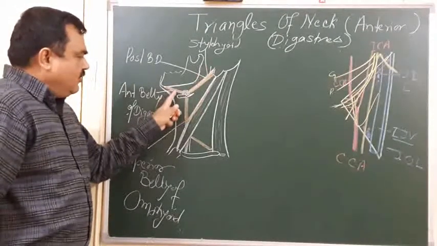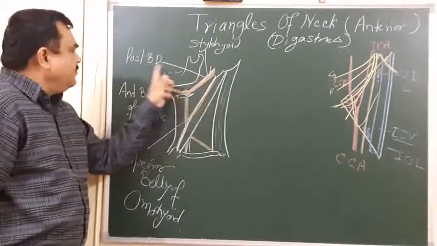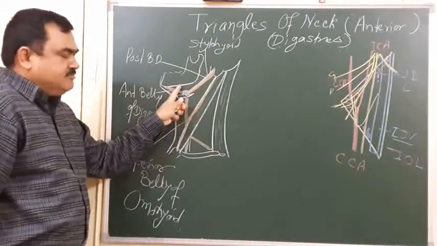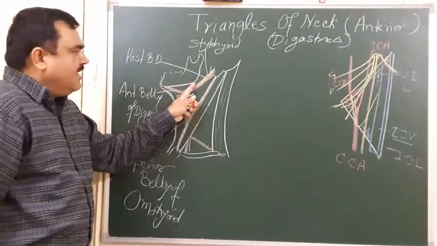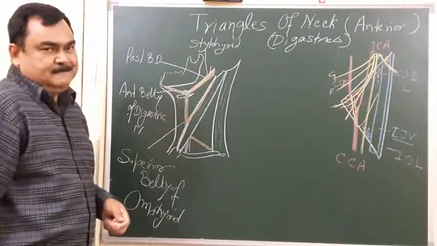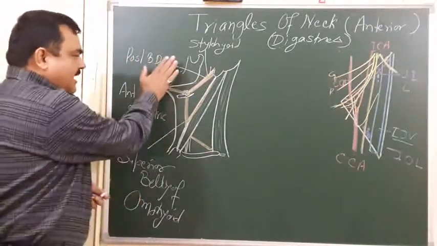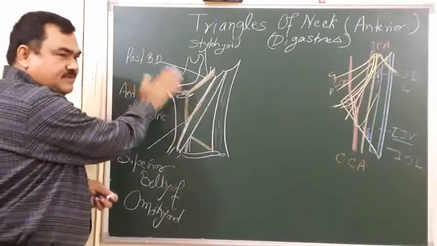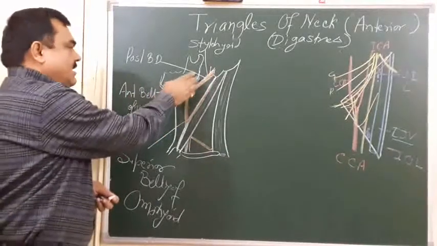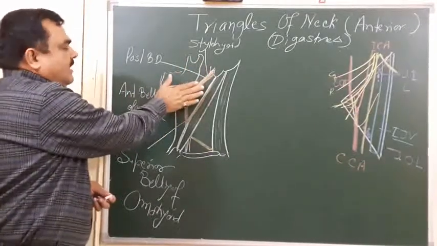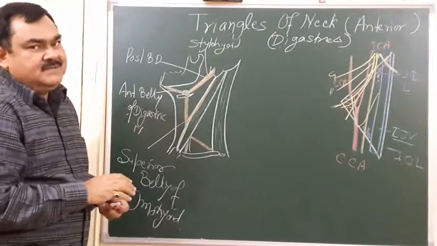So the anterior inferior boundary is formed by the anterior belly of the digastric, the posterior inferior boundary is formed by the posterior belly of the digastric, and the superior boundary is formed by the base of the mandible and a line joining the angle of the mandible to the mastoid process. The roof of this triangle is formed by, as you know, skin, then superficial fascia, which contains the platysma muscle and the cervical branch of the facial nerve, then deep fascia, that is the investing layer of the deep cervical fascia.